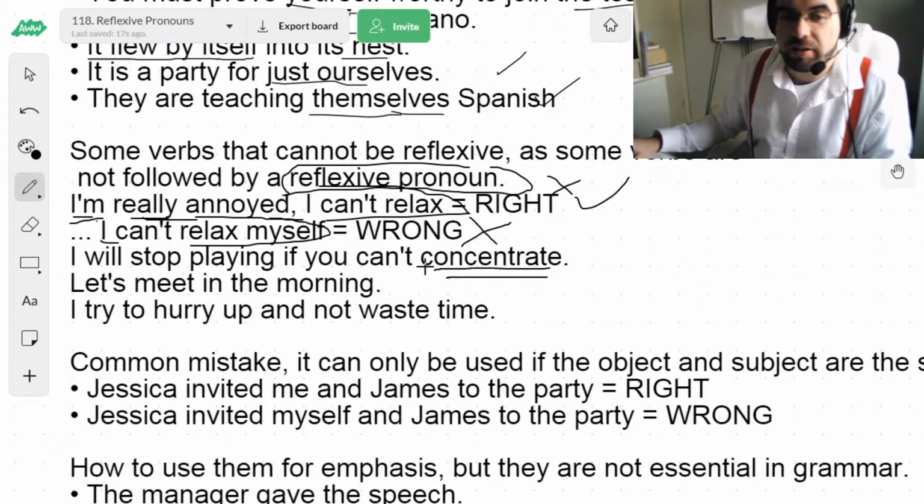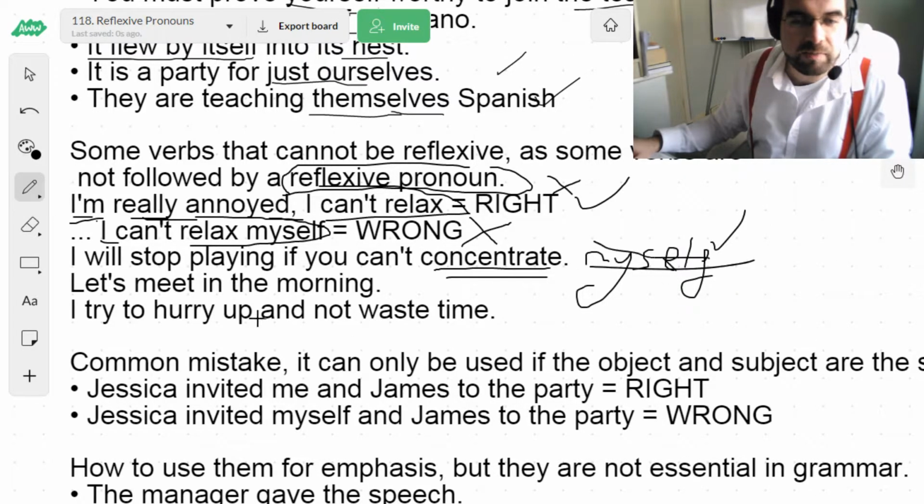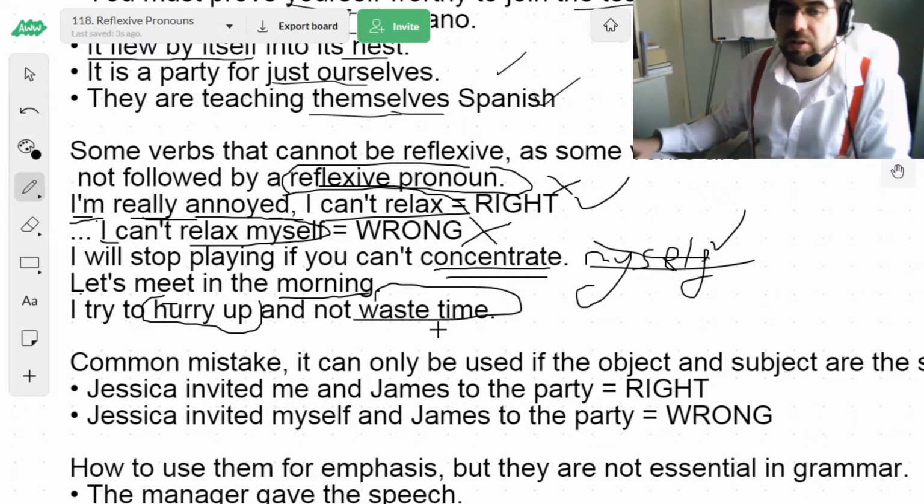Concentrate. I don't need to put myself. No, just concentrate. That's it. Just myself. I try to hurry up and not waste time. Waste my own time. I try to hurry myself up.